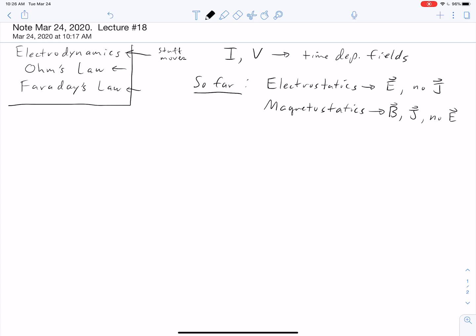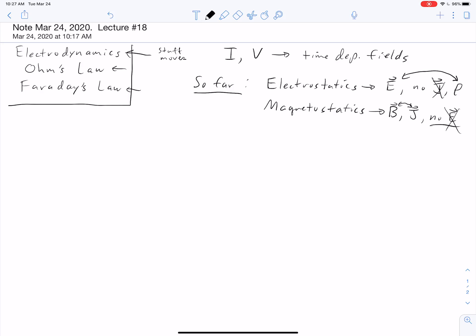And so I want you to see that for electrostatics we were discussing the relationship between charge density and electric field, but with no J. But for magnetic fields, we were talking about the relationship between B and J, but with no electric field.